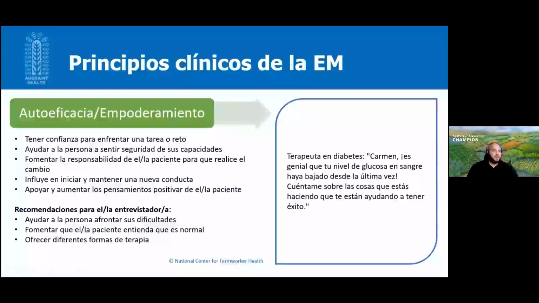Lastly, what we have is self-efficacy or empowerment. The principle of empowerment means having confidence in oneself to face a task or a challenge. This is going to help the person to feel confident in their own abilities so that they can feel sure and empowered that they will be able to carry out that action.